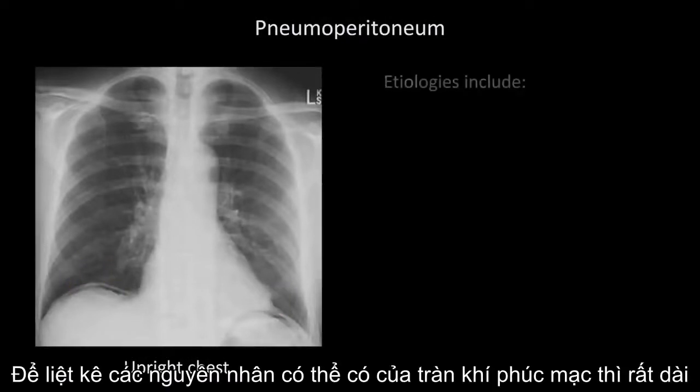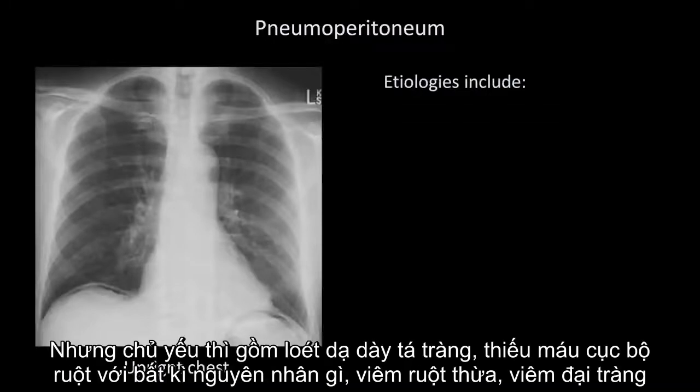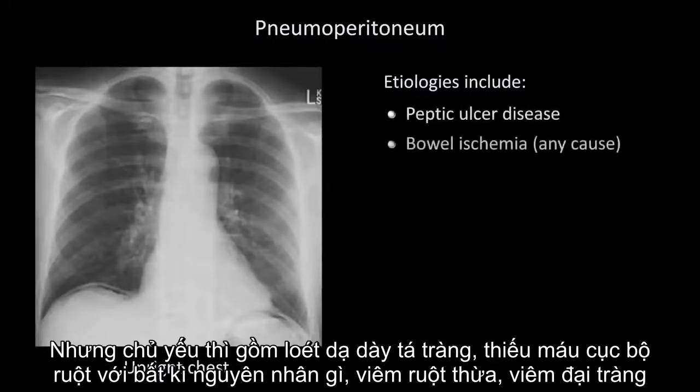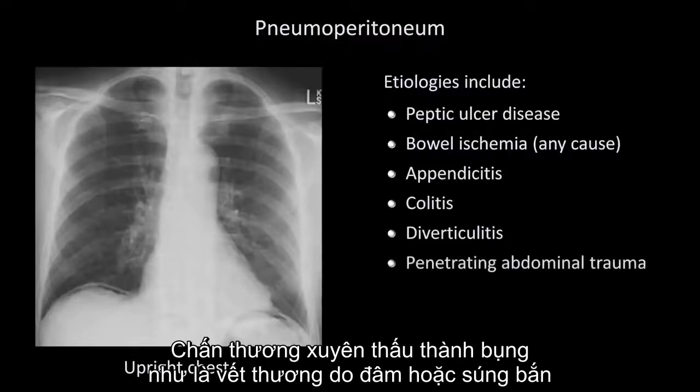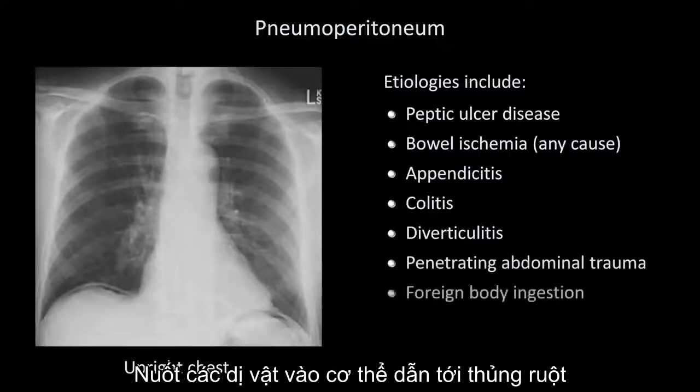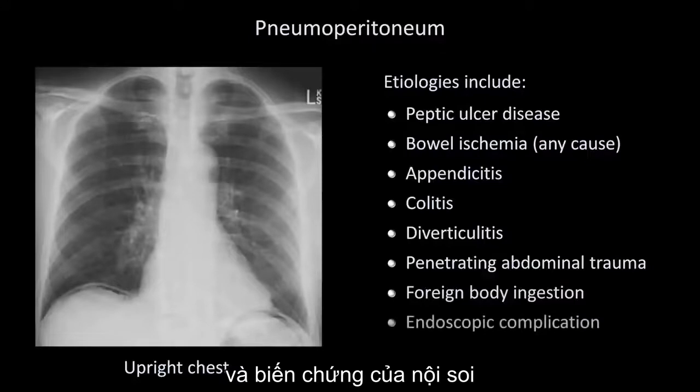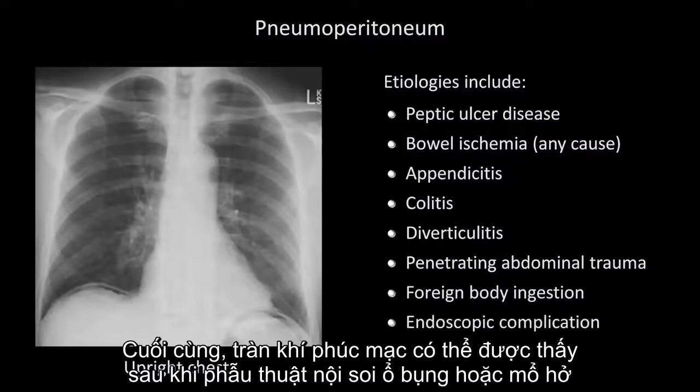The list of potential etiologies of pneumoperitoneum is very long, but the main considerations include peptic ulcer disease, bowel ischemia from any cause, appendicitis, colitis, perforation of a diverticulum in the setting of diverticulitis, penetrating abdominal wall trauma such as a stab or gunshot wound, the ingestion of a foreign body resulting in bowel perforation, and as a complication from endoscopy. Last, pneumoperitoneum can be observed after either laparoscopic or open abdominal surgery.